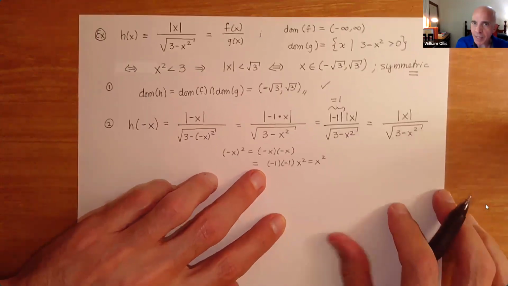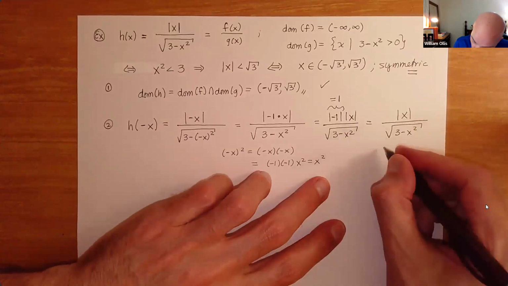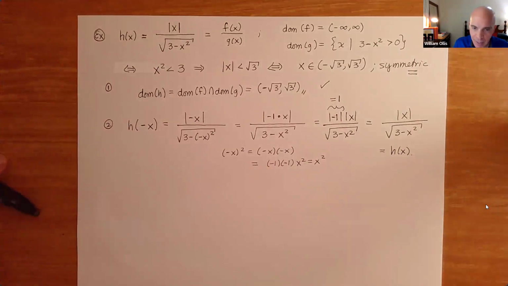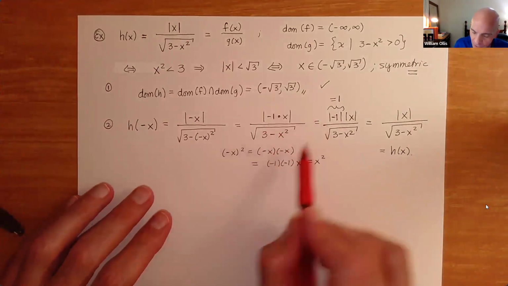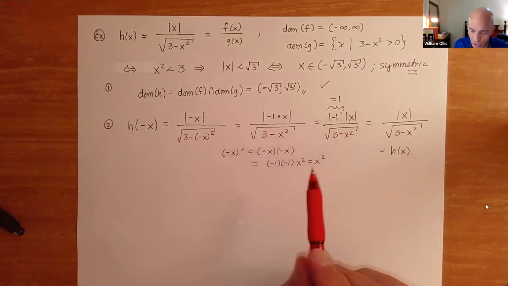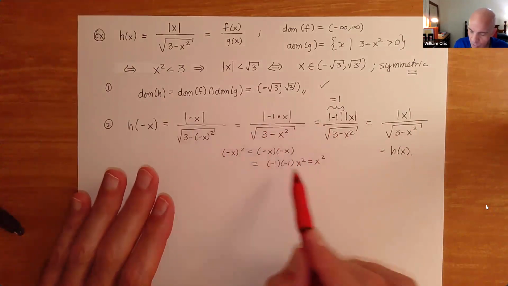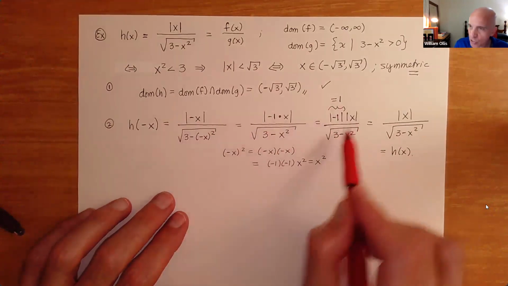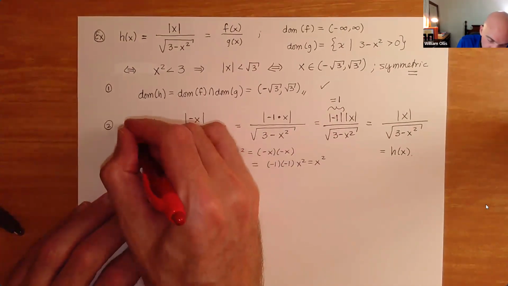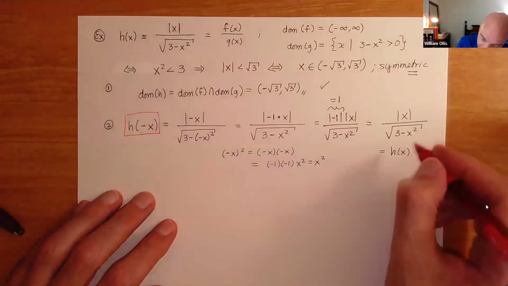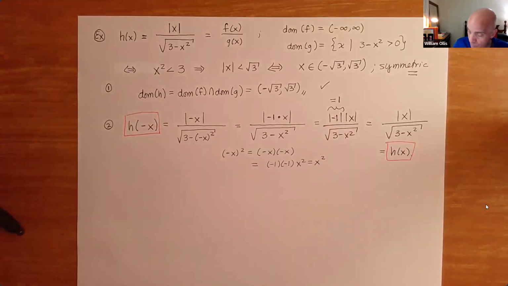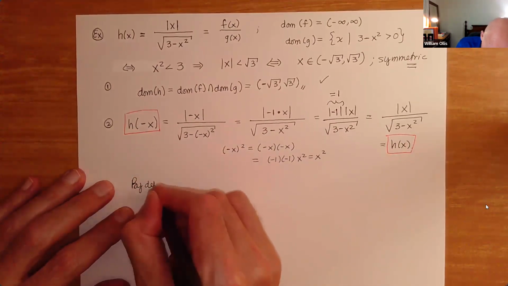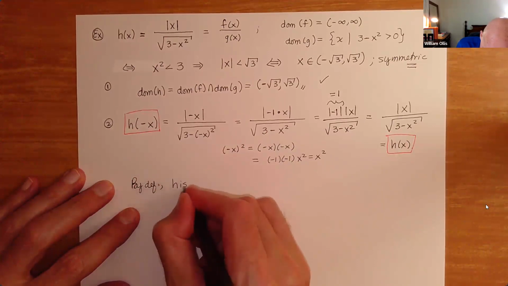So now when we look at this, we're good to go. This is just the original function, h of x. So what we see, and again, these calculations come up over and over, and so you don't have to spend a lot of time going through the details. You maybe can jump from here to here and then use the properties of the absolute value. But what we see is that in this case, the negative absorbs, and by definition, h is even.